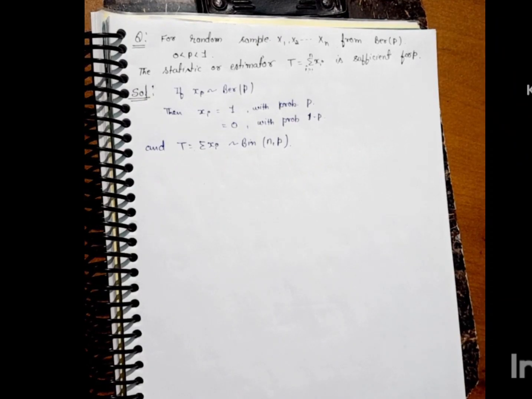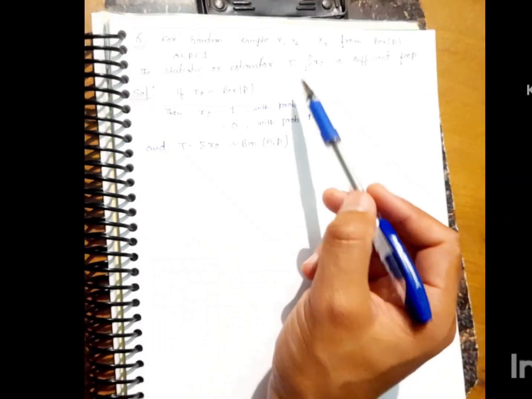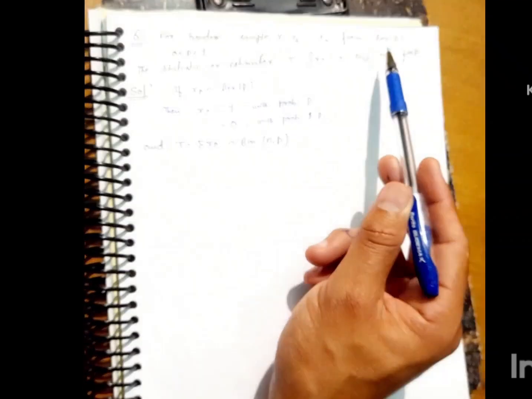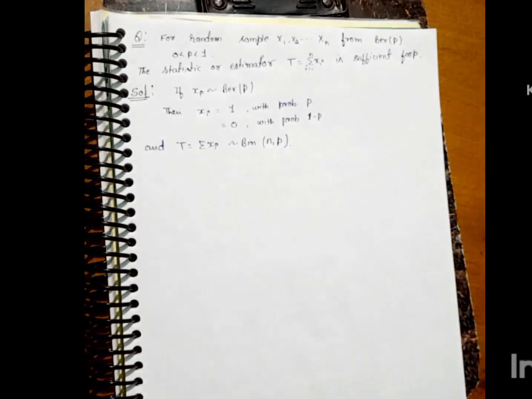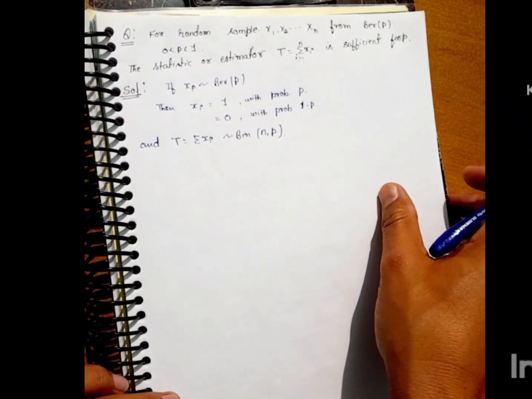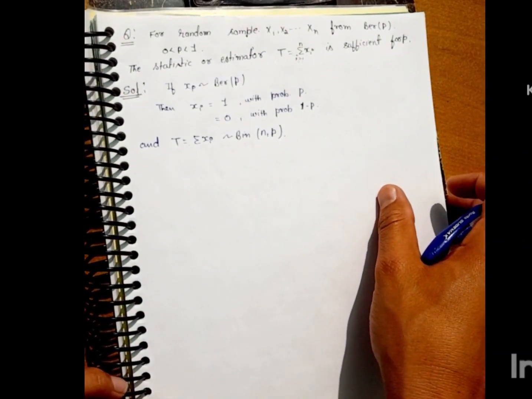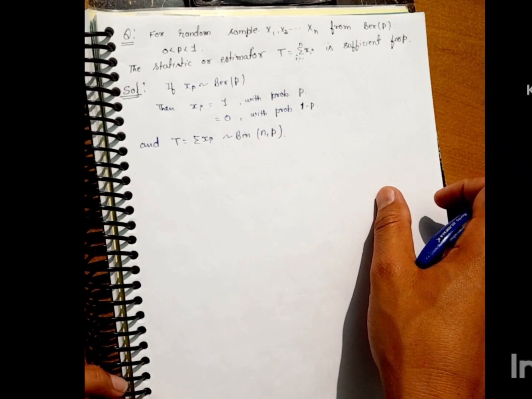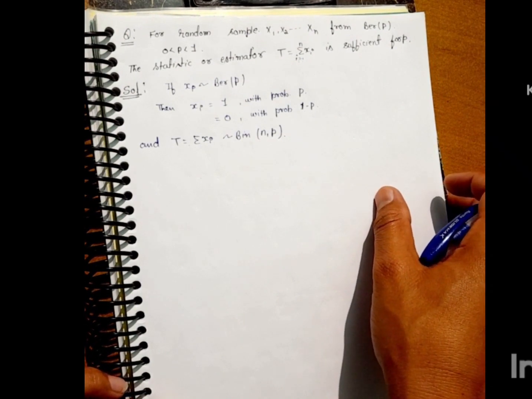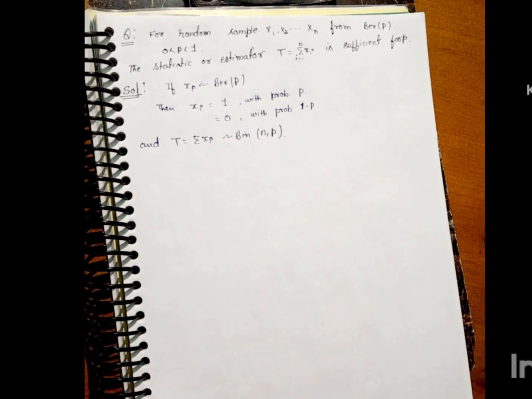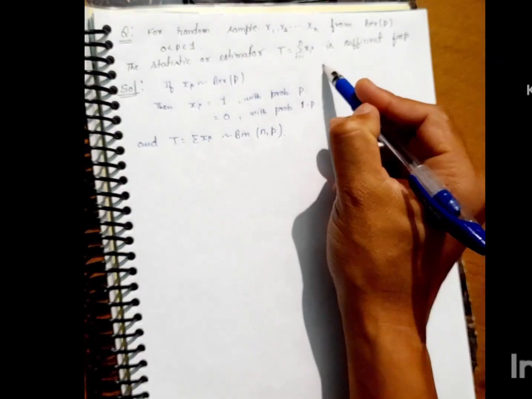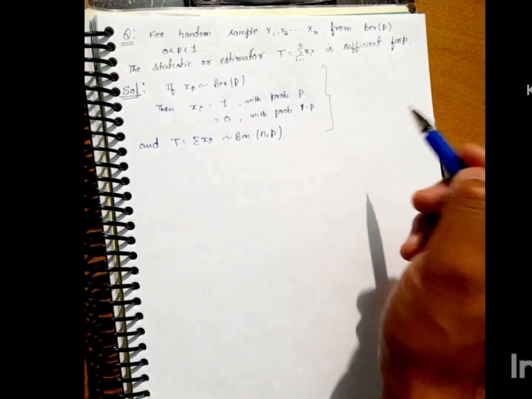Problem based on the conditional approach. A random sample is given from a Bernoulli population with parameter P. You have to show that the sum of Bernoulli variates is a sufficient estimator for parameter P. This is a result from a discrete distribution.